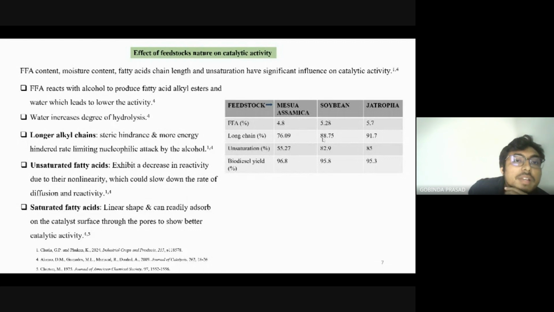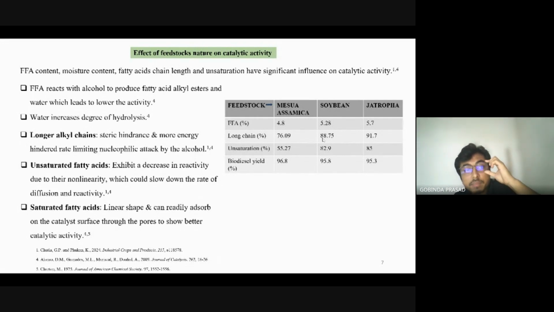The FFA content, moisture content, and fatty acid chain length and unsaturation of the oil have significant influence on catalytic activity for biodiesel production. The FFA reacts with alcohol to produce fatty acid alkyl esters and water, which leads to lower activity and reduces the product yield. The water also increases the degree of hydrolysis. However, longer alkyl chains cause steric hindrance and require more energy, hindering the rate-limiting nucleophilic attack by the alcohol.